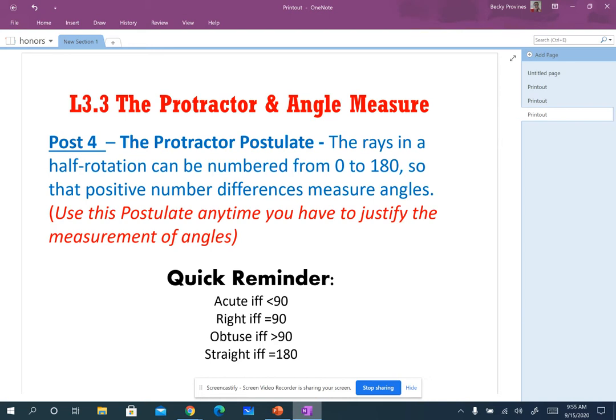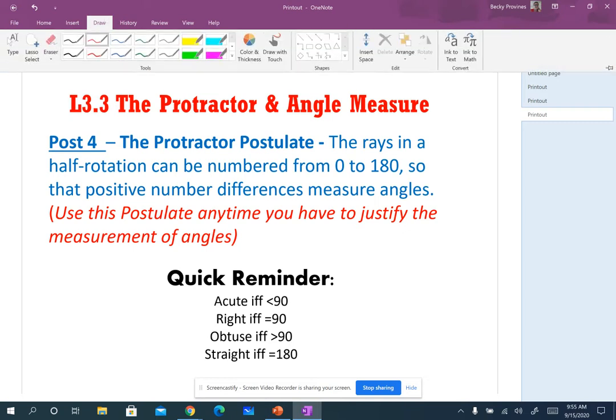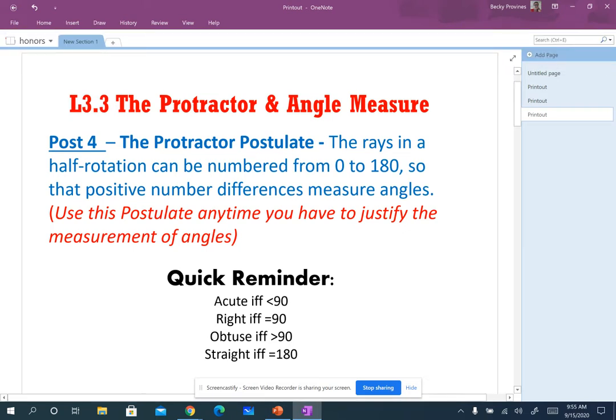It says the rays in a half rotation can be numbered from 0 to 180 degrees so that positive number differences measure angles. All right, so this is just a really complicated way of saying we're going to measure angles with a protractor, which is something you've been doing for years. So it talks about rays in a half rotation. Well, a half rotation is like a half of a circle, which I just drew out here, which looks like a protractor. And we have rays that go from 0 to 180. So that's just how a protractor would look.